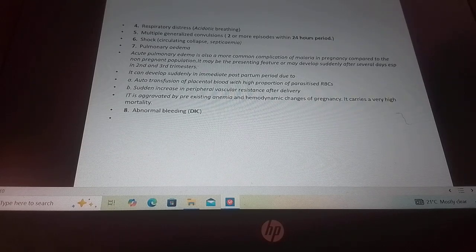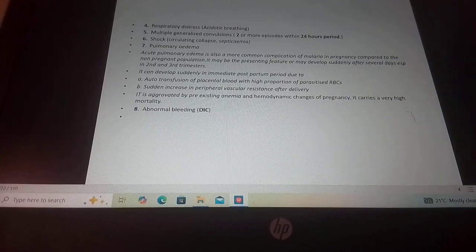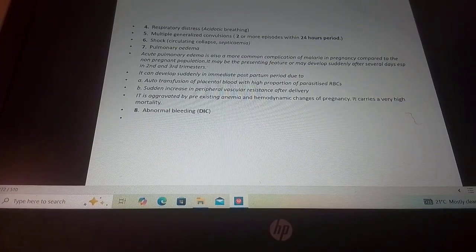Then also remember the abnormal bleeding, which, if present, we say it is severe anemia. Abnormal bleeding, the one that we are calling the DIC. Okay. I know you may want to know how this DIC or abnormal bleeding will occur in this pregnant population or in severe malaria. So the abnormal bleeding, let me at least discuss that one. This DIC is the one we are calling disseminated intravascular coagulation.